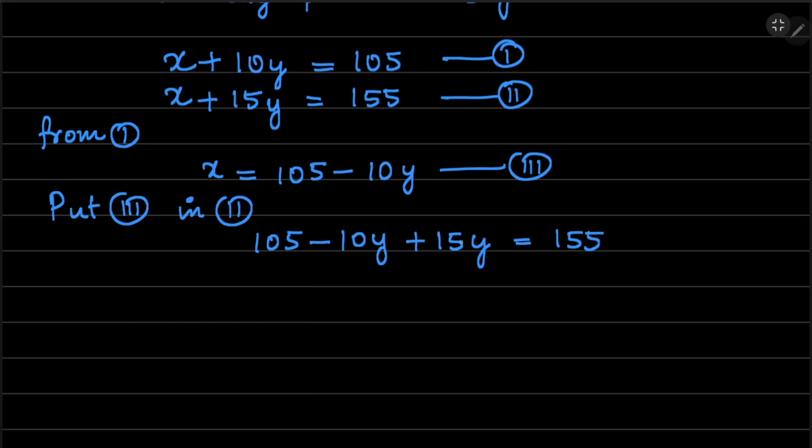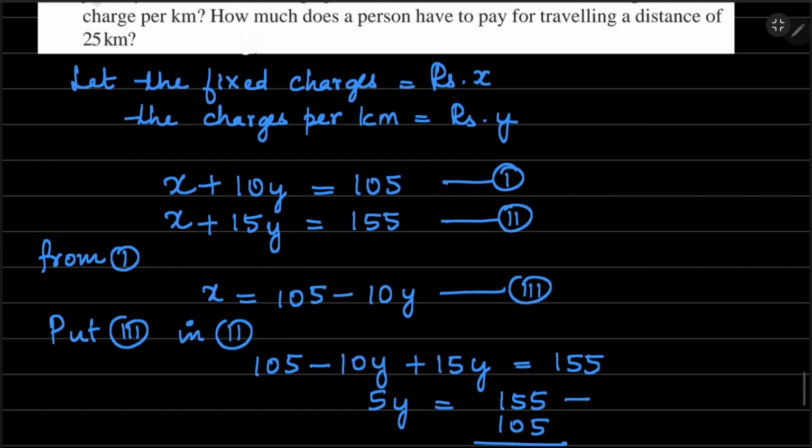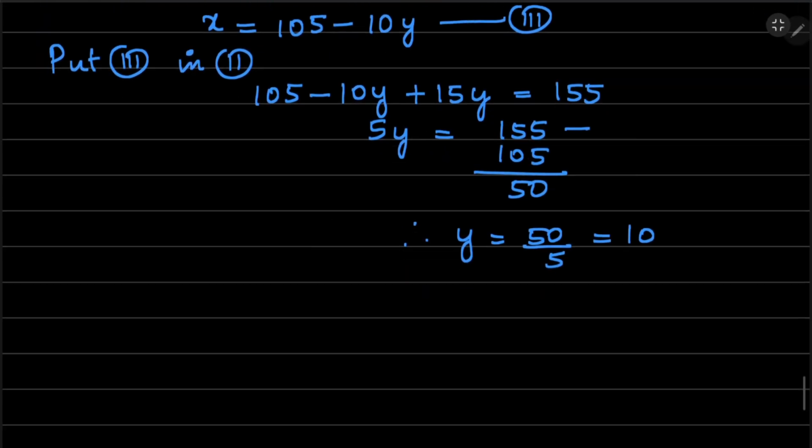So what is it? 15 minus 10, 5Y is nothing but 155 minus 105. So 50. Therefore, what is your Y? 50 divided by 5, which is nothing but 10. What is your Y? Y is the charges per kilometer. So therefore the charges per kilometer is nothing but rupees 10.